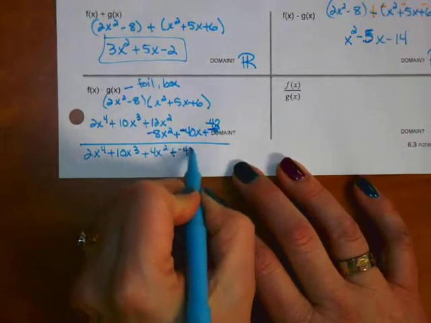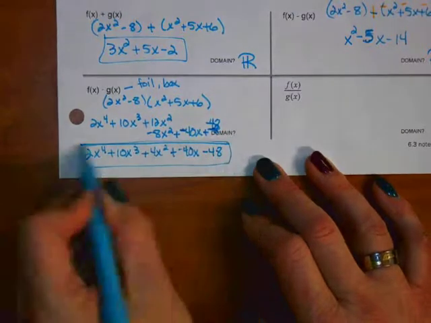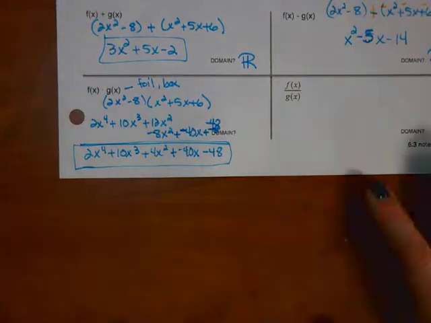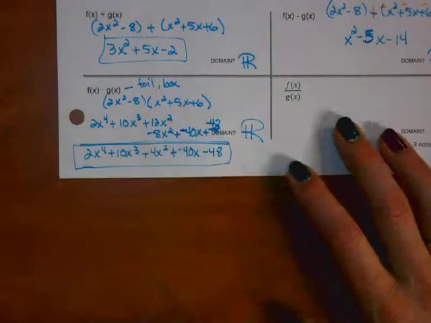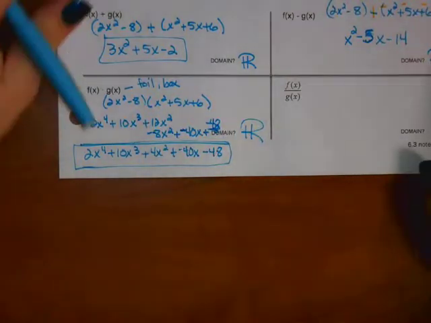Negative 40x, and I'm just going to write minus 48. That is that long thing multiplied together. Again, you could FOIL, you can box, you can do vertical, whatever. No restrictions here. It's all reals. There's nothing that x can't be. It's going to be kind of like an upward parabola sort of shape. It's a quartic, remember?